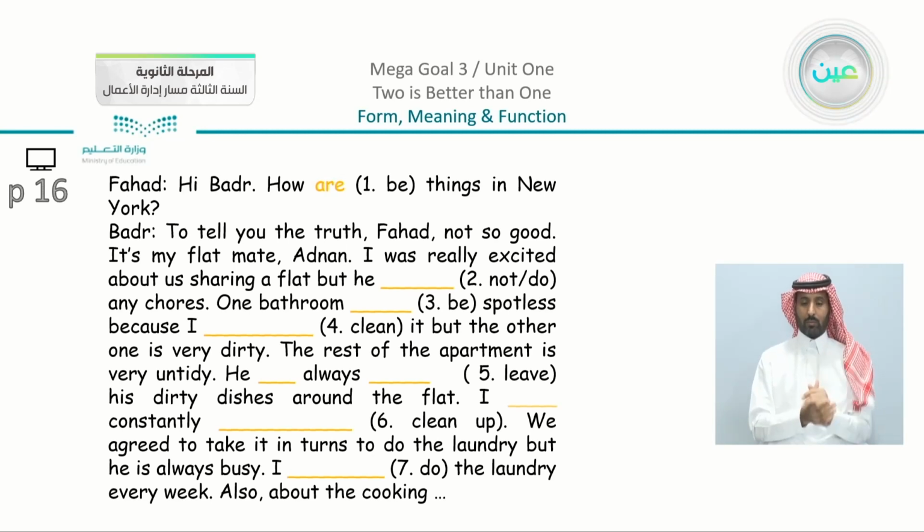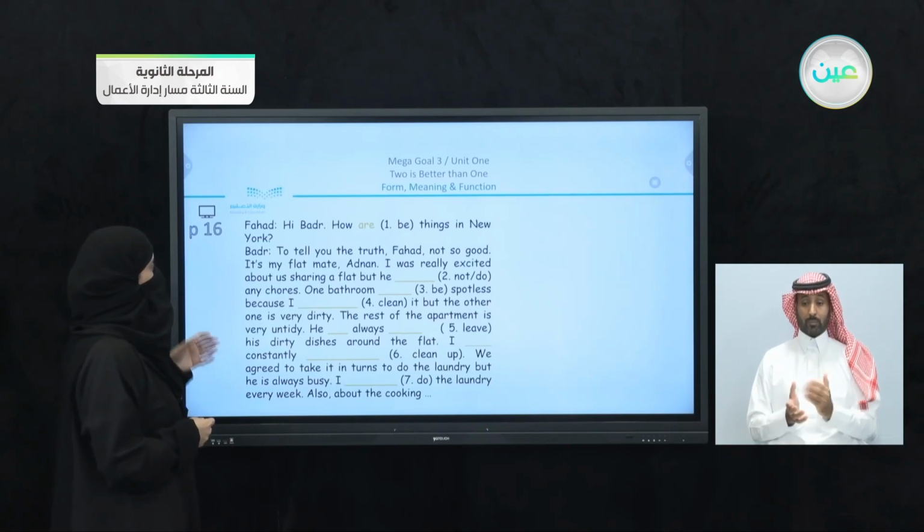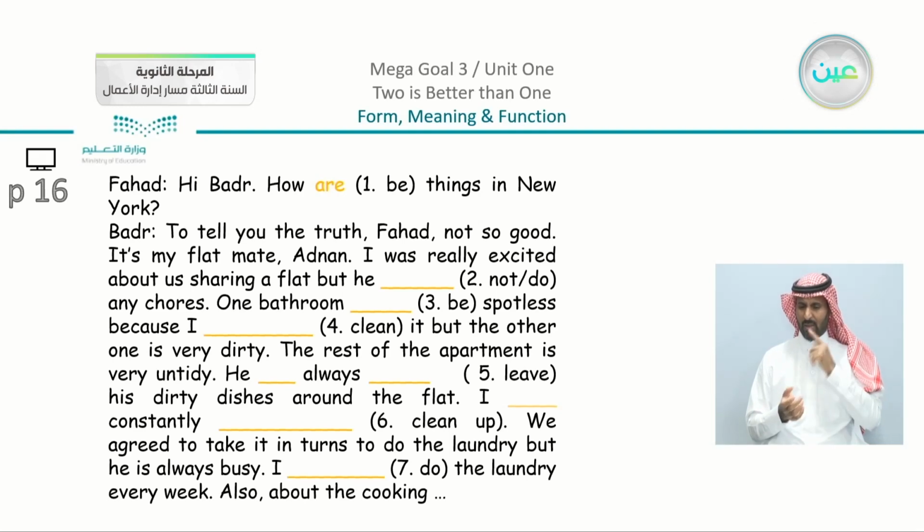Of course, we have here the discussion between Fahad and Badr. Now Fahad asks, hi Badr, how are you? How are things in New York? Badr says, to tell you the truth, Fahad, not so good. Now I'm reading for you so you can just catch on and guess what the verb is if you have not done it before. To tell you the truth, Fahad, not so good. It's my flatmate, Adnan. So do you remember Fahad and Adnan from the conversation?